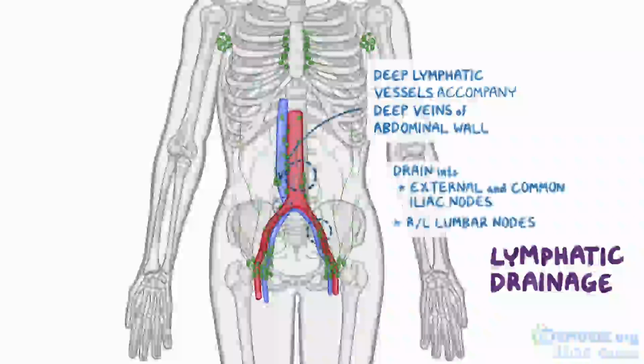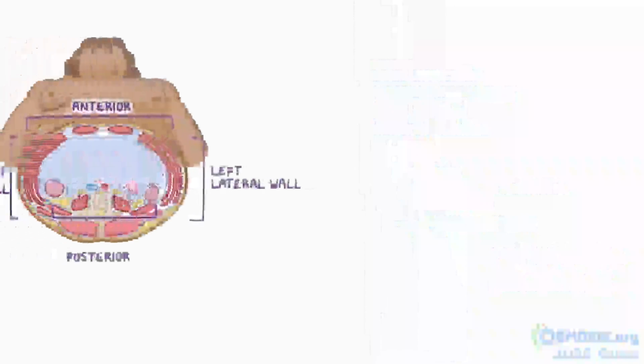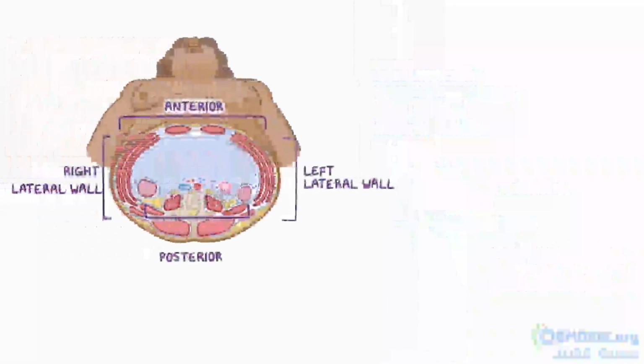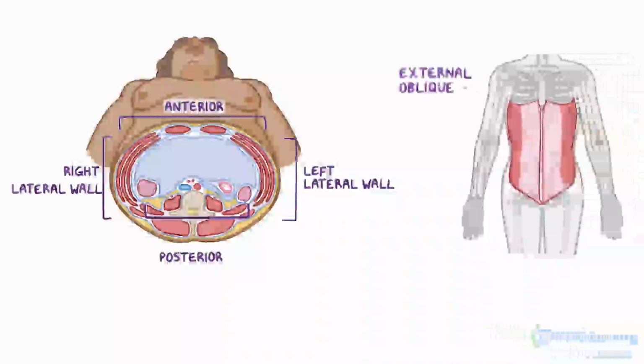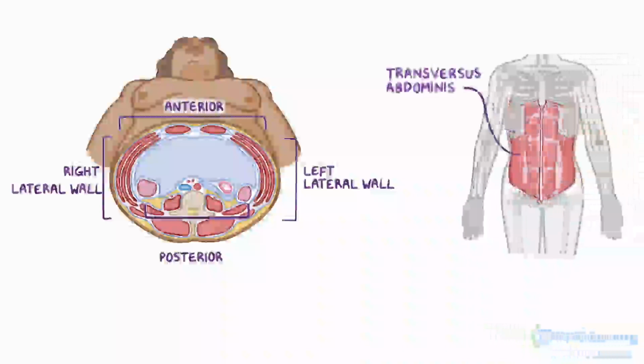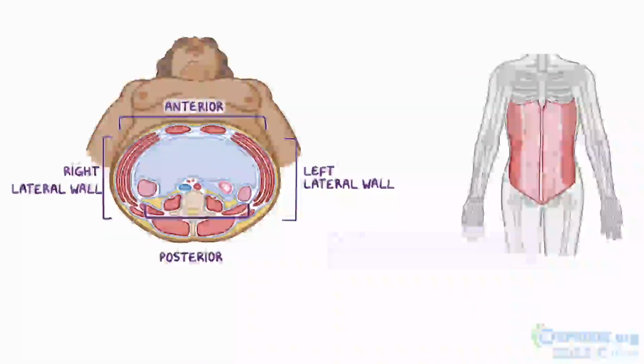Alright, as a quick recap, the anterolateral abdominal wall is the area between the thoracic wall and pelvis and is composed of multiple layers of muscles and fascia. The flat abdominal muscles include the external oblique, internal oblique, and transversus abdominis. These muscles eventually become aponeurotic, and these aponeuroses go on to create the rectus sheath.